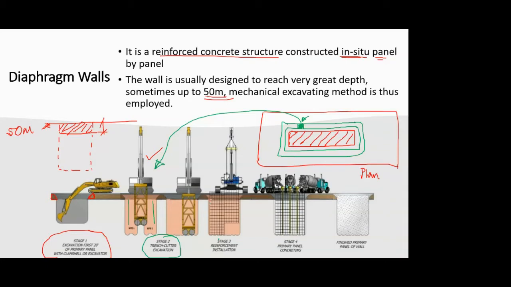And once you do that, then you insert a reinforcement into it, because we are saying that it's a reinforced concrete structure. It's the typical reinforcement that you see for a slab. Okay, it is a mesh kind of thing. So generally for a slab you have a reinforcement placed horizontally. In diaphragm wall, it is just placed vertically. And once the reinforcement is placed, then our final stage comes, which is concreting. Okay.